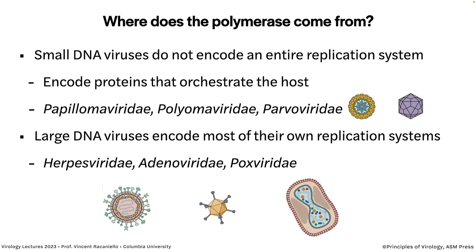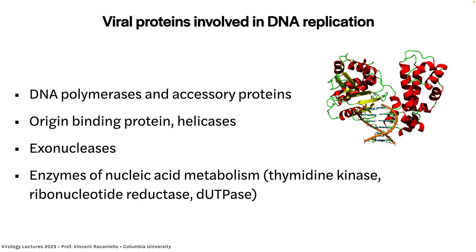So, viral proteins involved in replication. Again, the small viral genomes don't encode these, but the larger ones will encode the DNA polymerase and some accessory proteins that are needed. An origin binding protein, we'll see what that is and what it does. Those can be encoded by the small DNA genomes, as well as helicases. Sometimes the origin binding protein has a helicase built into it. A helicase will unwind the DNA in order to get it replicated. Exonucleases correct any errors that may occur.